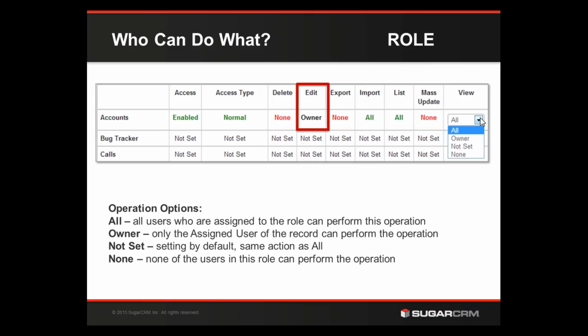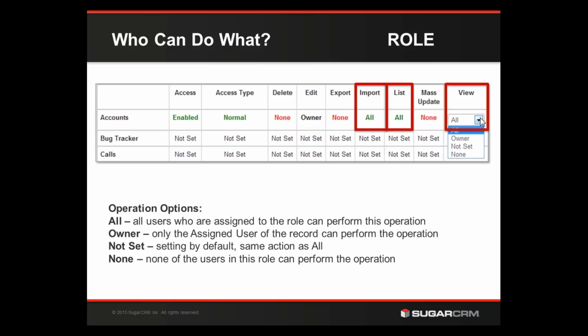Okay? If I look at the one that says owner, that means only the person who is assigned to a particular account record will be able to edit that record. So if that record is assigned to Joe and Carol signs in and looks, she can see the record, right? She can see that it's assigned to Joe. She won't have the edit button. She won't be able to edit that account because only the owner, which is Joe, can do it, okay? It's a pretty good security feature.